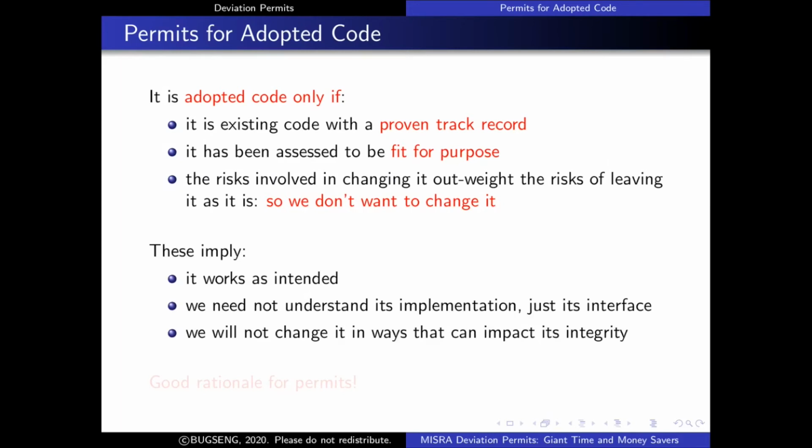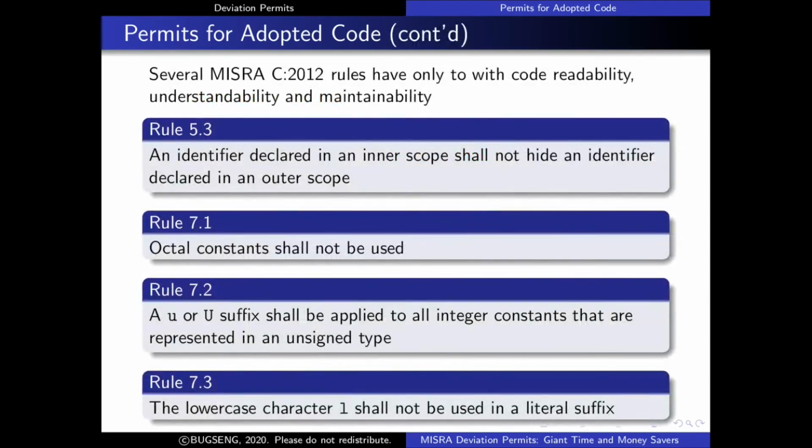The implications are that the code works as intended. Very importantly, we need not understand its implementation, just the interface, and we will not change it in ways that can impact its integrity. And this is good rationale for permits, okay? And it is in particular good rationale for permits concerning all the guidelines, and there are several of them in MISRA C 2012 and also in MISRA C++, that have only to do with code readability, understandability, and maintainability. Here we have a small selection.